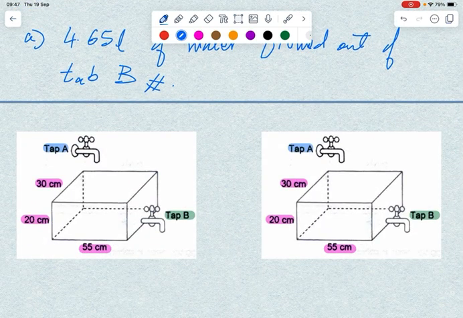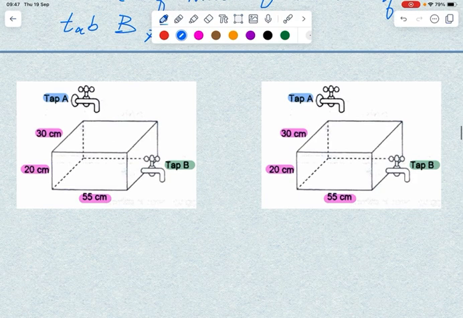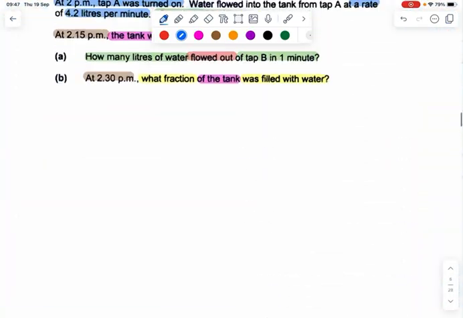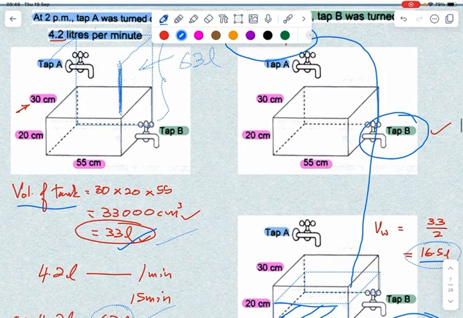They want to know what fraction of the tank was filled with water after 30 minutes, because they said at 2:30. Remember the question? The question says at 2:30, what fraction of the tank was filled with water? At 2:30, that means after half an hour of turning on tap A.